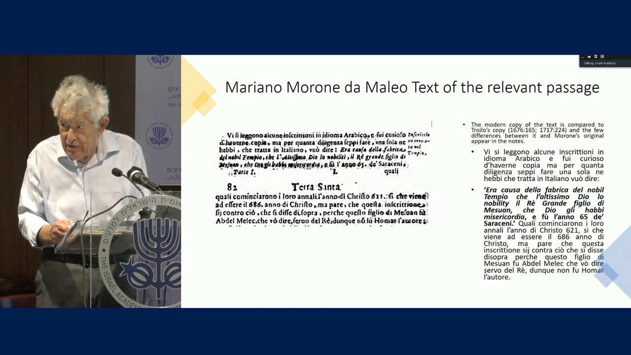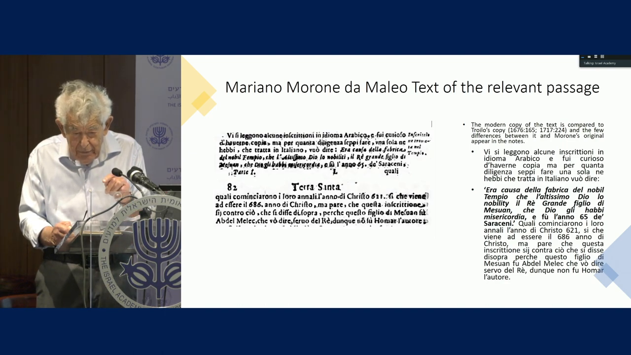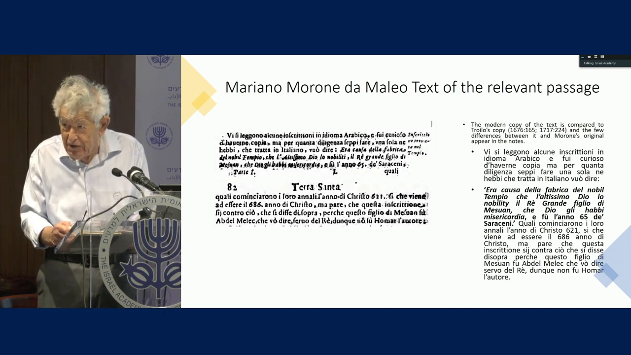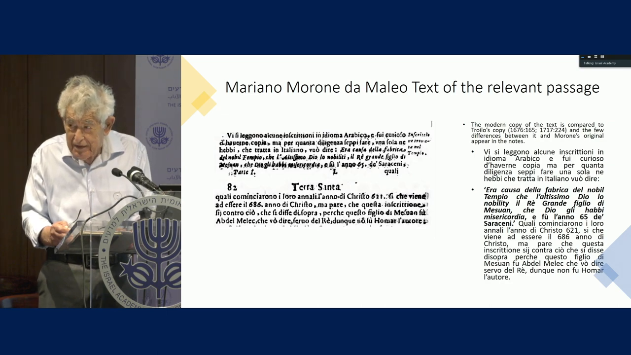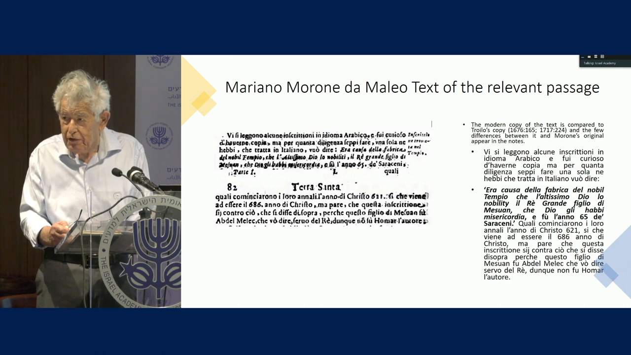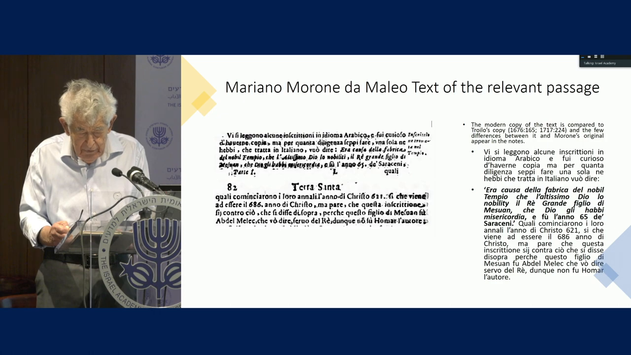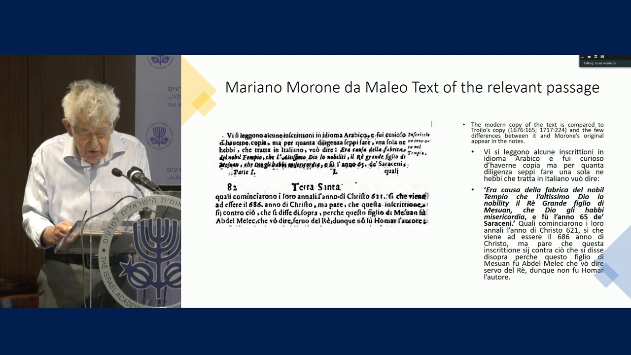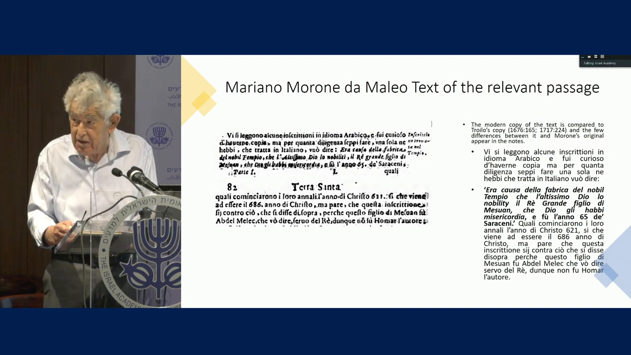Now let's see a few words which he uses. He uses the words "del nobil tempio." The copy of the German traveler Troilo, who copied him verbatim, calls it "templo." But tempio and templo is the same thing. Now, pay attention, we are talking about a situation in which the usage of temple is for the Dome of the Rock. Why? Because the Dome of the Rock basically was built as an imitation of Solomon's Temple, not as a mosque in itself. So Troilo in Italian calls it templo. Morone is talking about the Dome of the Rock, referring to it as temple.